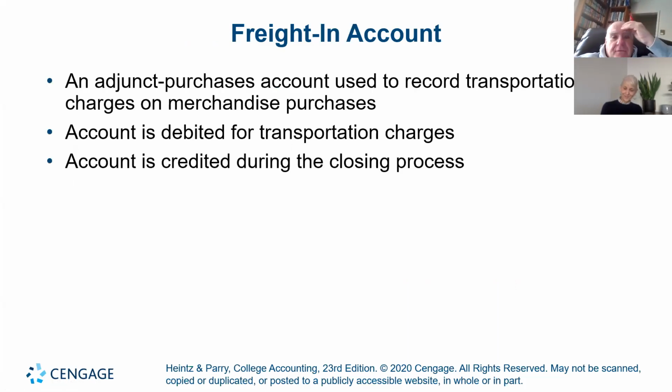There we go. Freight in. Okay, it's an adjunct purchase account used to record transportation. This is an expense. It's a cost. It's going to be part of your inventory, part of your purchases. So if you buy something for $100 and then the truck driver brings it in and charges you $10, that is a debit to freight expense and credit to cash or whatever. The account is debited for transportation charges.